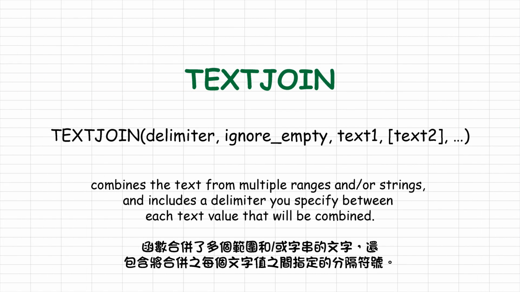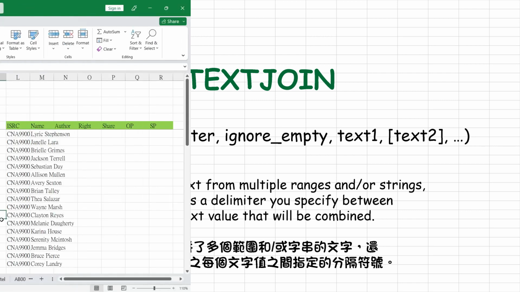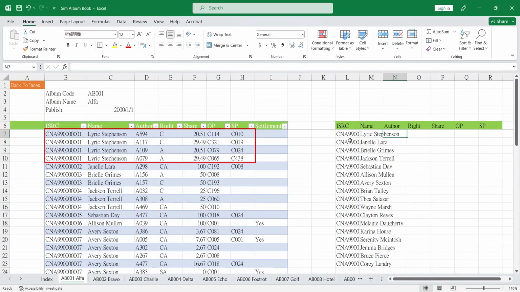Before using TEXTJOIN, review this formula. The third parameter is a very flexible parameter, which can be a text string or a string array, or a range. Then a set of string arrays must be generated to meet this requirement. Since it is an array of strings, it is impossible to use VLOOKUP because it can only return one value. There are 4 records in the first ISRC. The number of records for each song is different. How to return the data of each song?